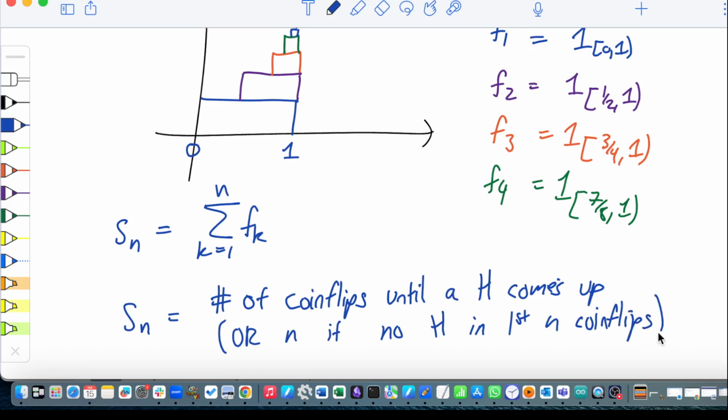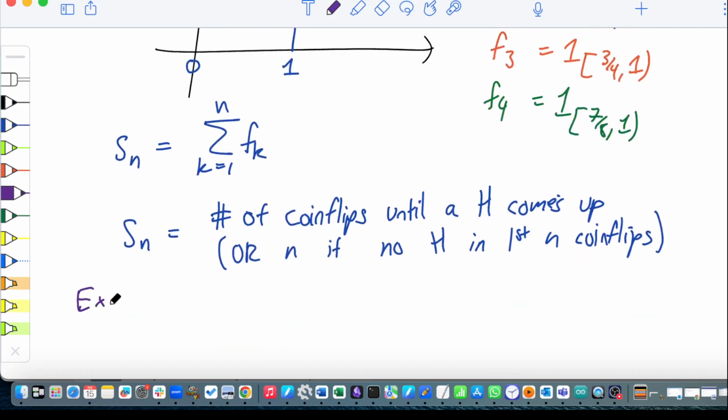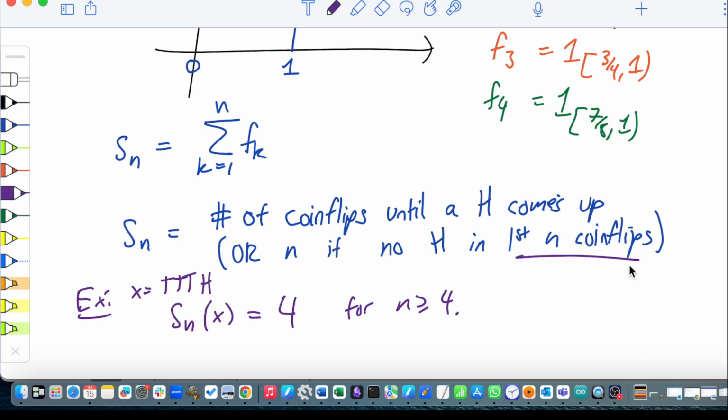So like we were doing last class, you can think of the interval 0, 1 as actually being an infinite sequence of coin flips. And Sn is the wait until the first heads random variable. So for some point x, if x is tails, tails, tails, heads, then Sn of x will be 1, 2, 3, 4 for n greater than or equal to 4. So it's kind of like how long you have to wait until a heads comes up, but we're truncating it. We're only going to look at the first n coin flips.